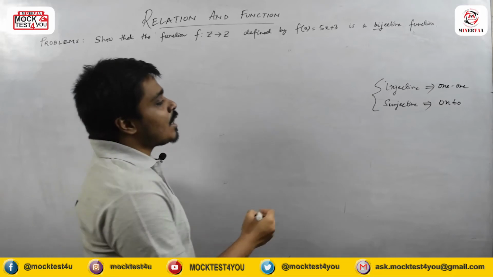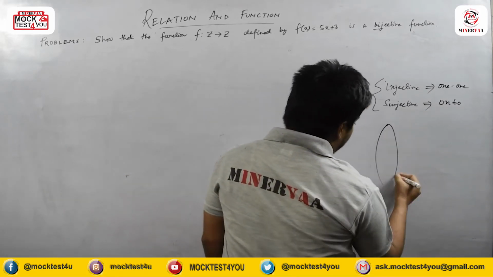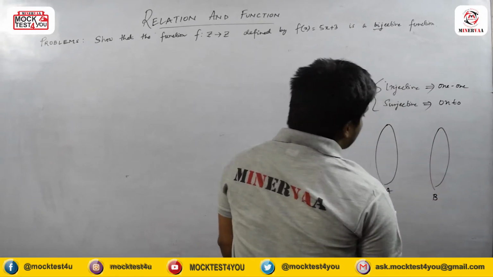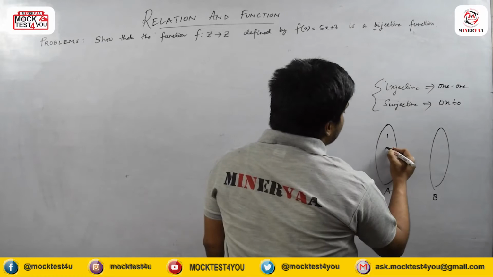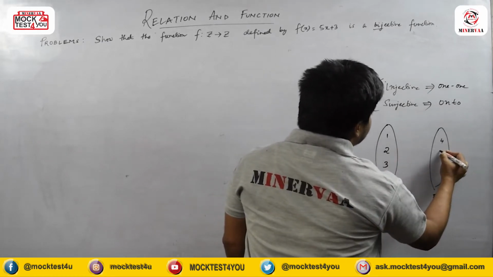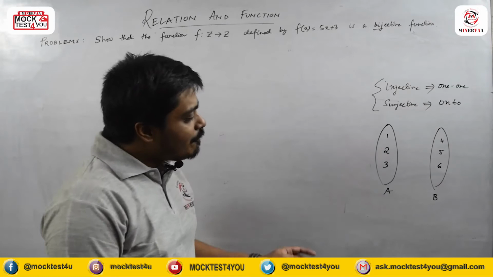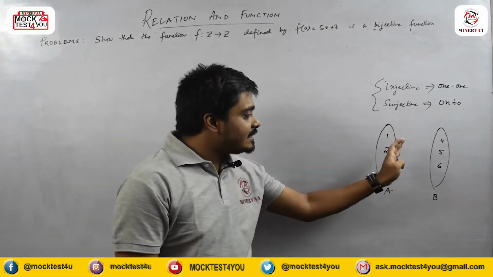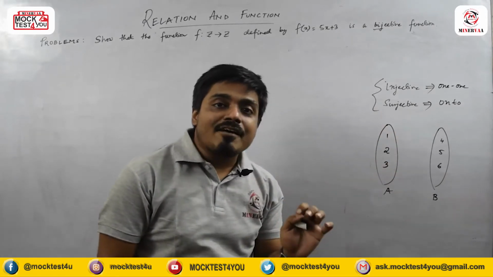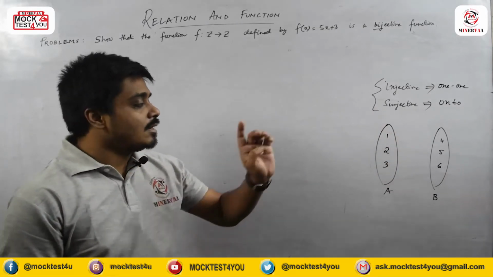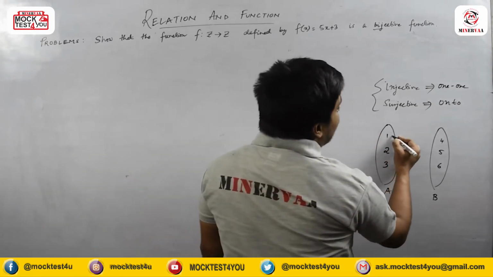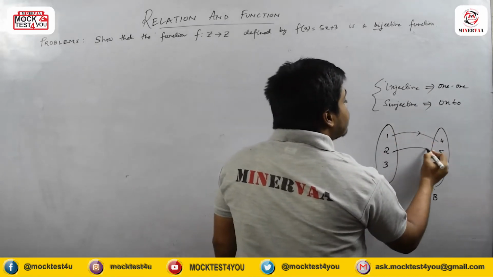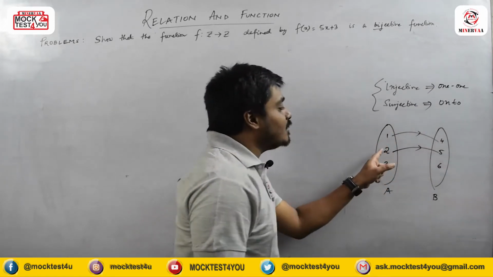A 1-1 function is, suppose I have a function from A to B. From A to B I have a function. So for a 1-1 function, suppose I am writing 1, 2, 3 in A and 4, 5, 6 in B. It says that every distinct element, distinct means every different element, every distinct element of A will have a distinct image in B. So 1 will have the image 4. It cannot have 5. 1 will have 4. 2 cannot have 4.